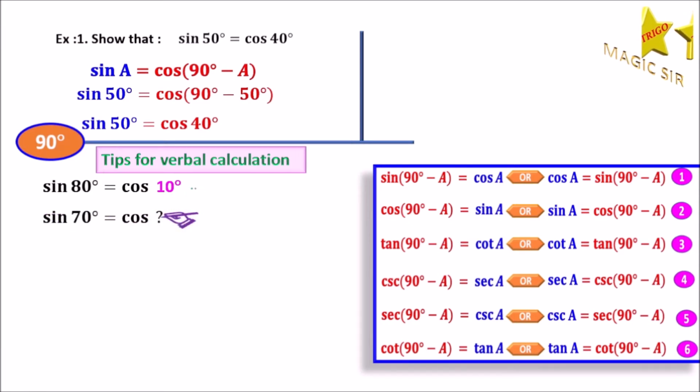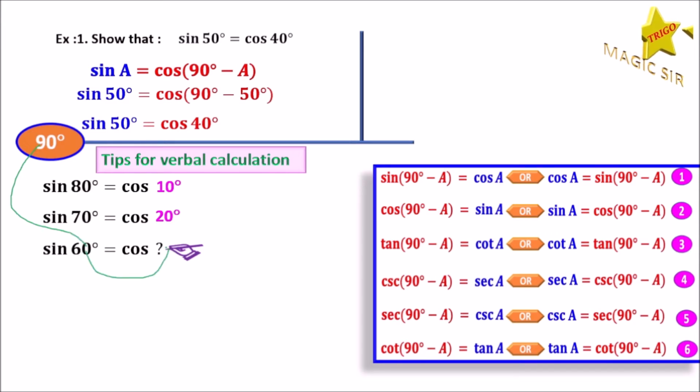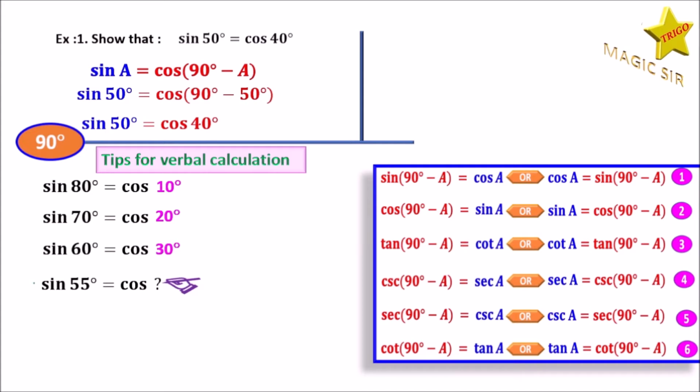So sine 80 degrees is equal to cos 10 degrees. Sine 70 degrees is equal to cos 90 degrees minus 70 degrees is equal to cos 20 degrees. Sine 60 degrees is equal to cos 90 degrees minus 60 degrees is equal to cos 30 degrees. Sine 55 degrees is equal to cos 90 degrees minus 55 degrees is equal to cos 35 degrees.